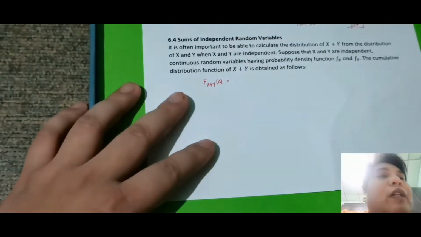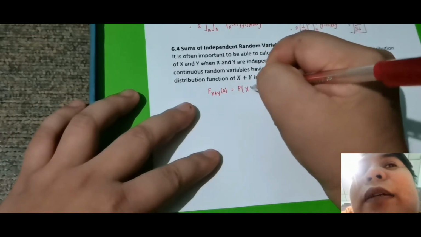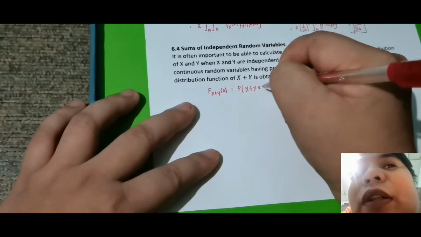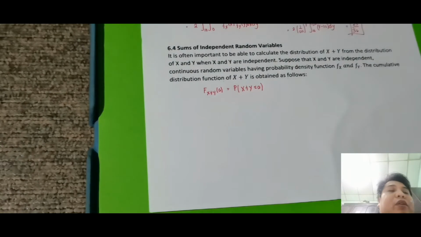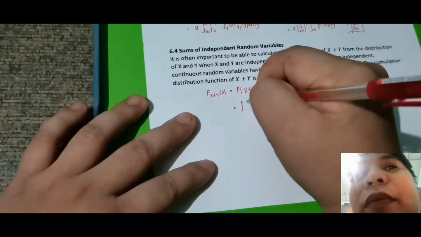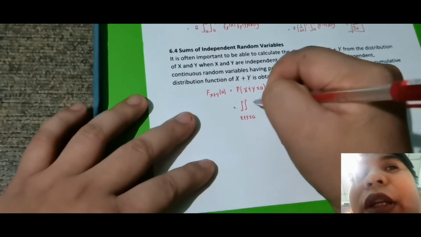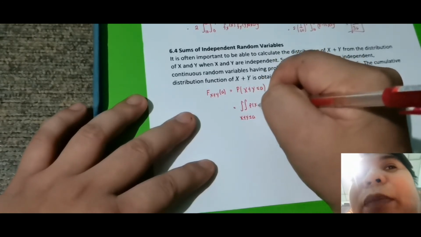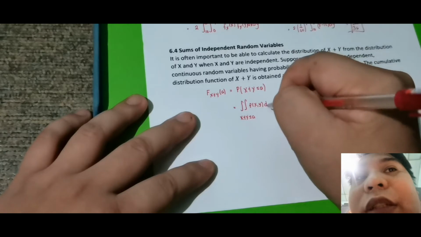Now, from definition, we can translate it into the probability of X plus Y less than or equal to a. Okay, now since this is a joint continuous random variable, we all know that this is already a double integral. By definition of joint distribution, this is the double integral along the boundary X plus Y less than or equal to a of f of X comma Y, then this is just dx dy.